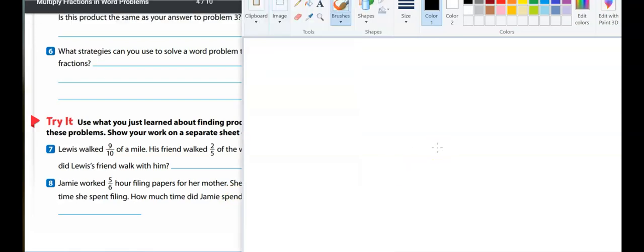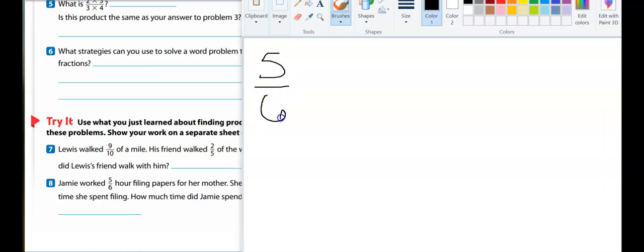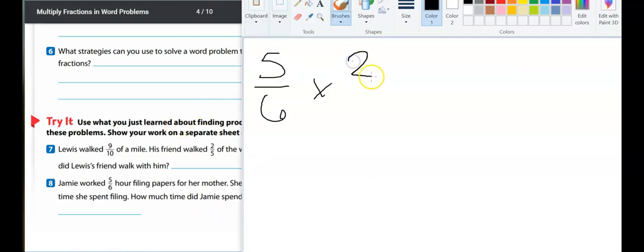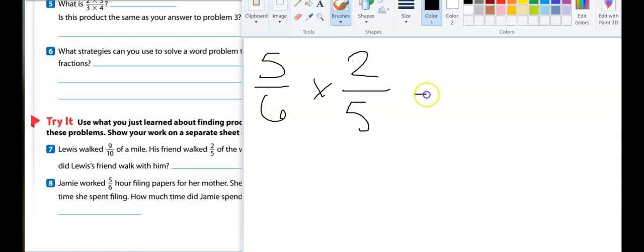So let's go ahead and again, let's use our standard algorithm to solve this problem. So we have 5/6 of an hour times 2/5 of an hour. And again, our standard algorithm tells us that when we multiply our numerator times our numerator, 5 times 2 is 10. And our denominator times our denominator, 6 times 5 is 30. So 10 over 30 would be my answer.